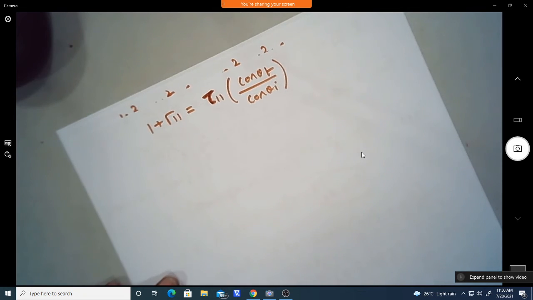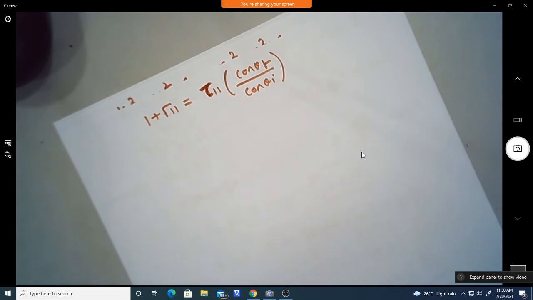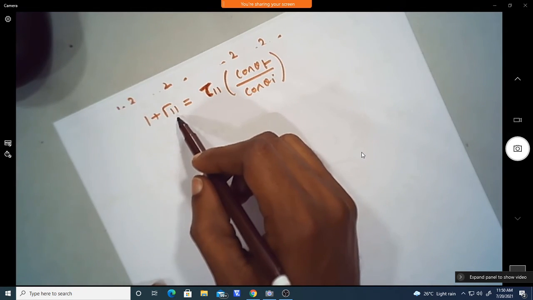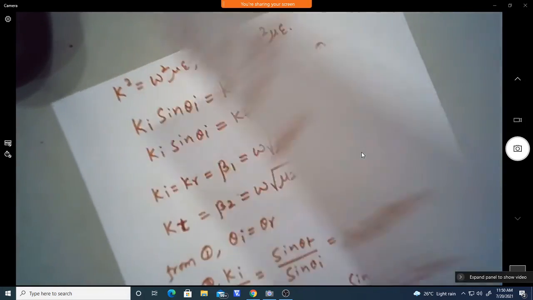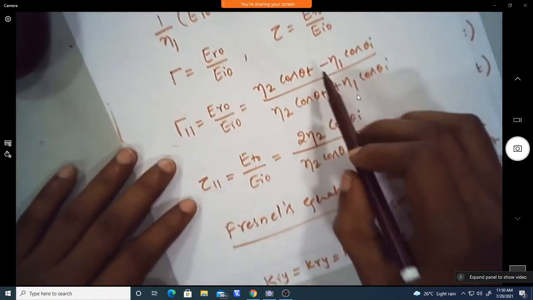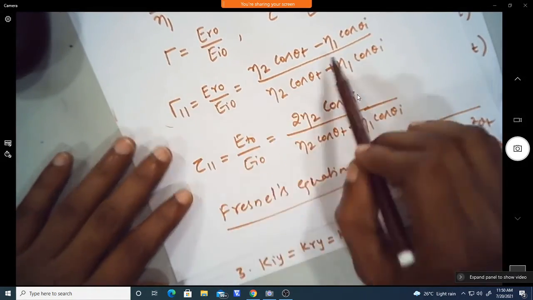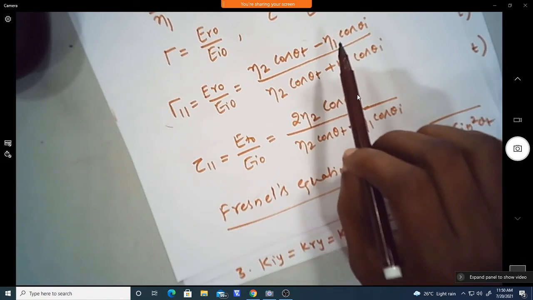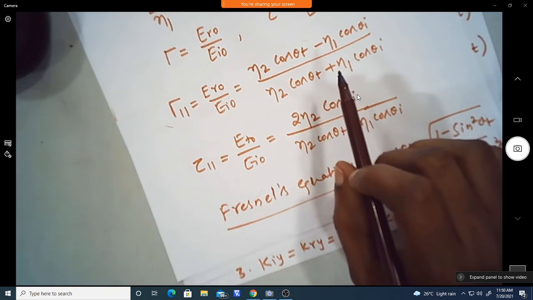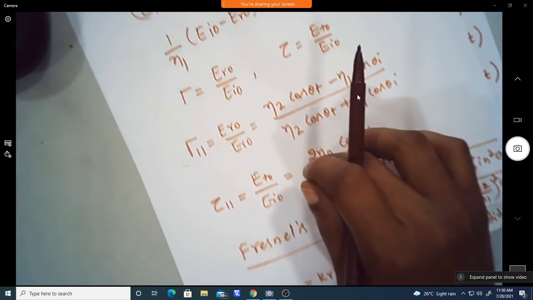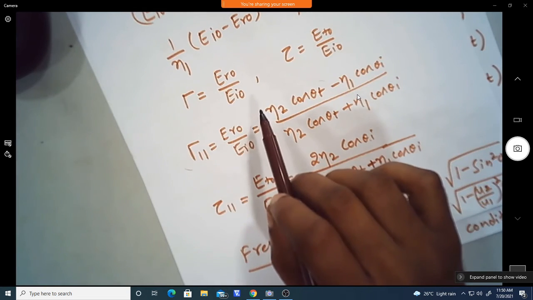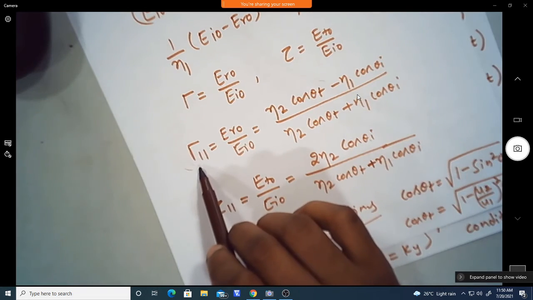Okay, so from this equation, as I said, gamma parallel will be equal to 0. Since there is a numerator that is a difference of these two terms, if we take ER, the reflected wave amplitude, which is 0, then we will get gamma parallel equal to 0.